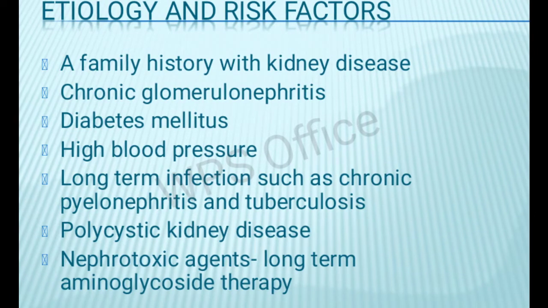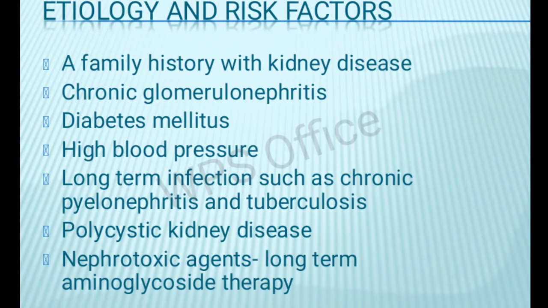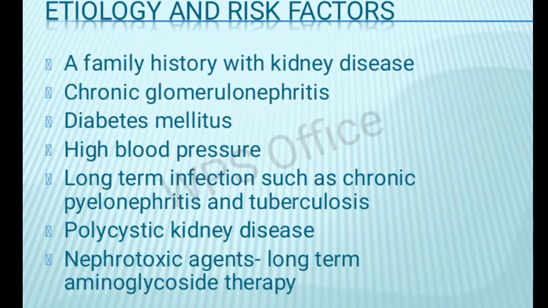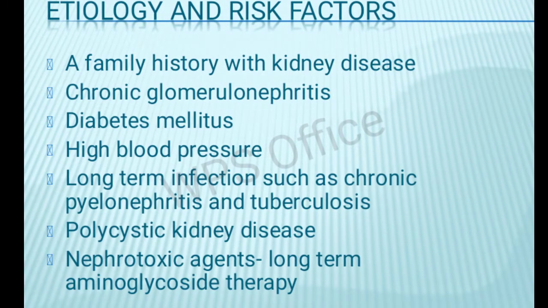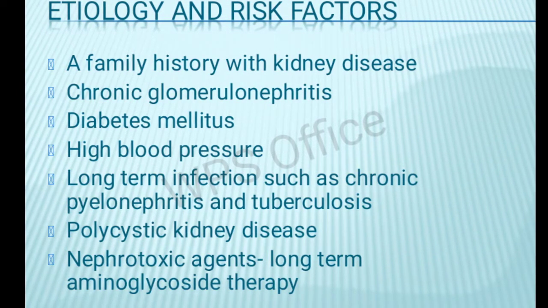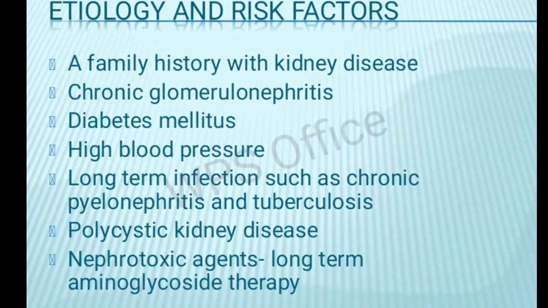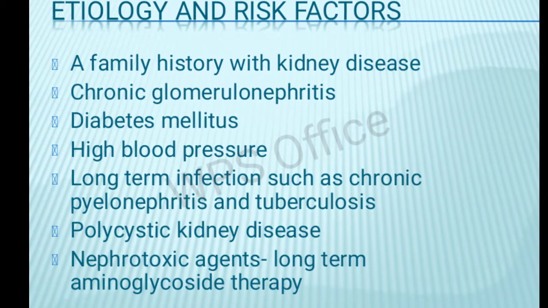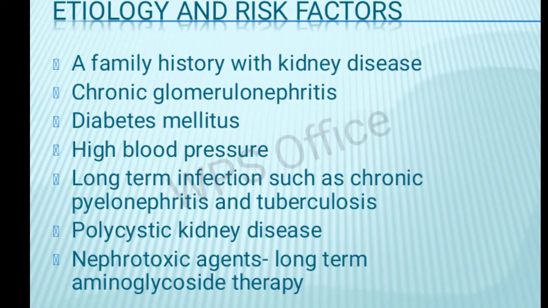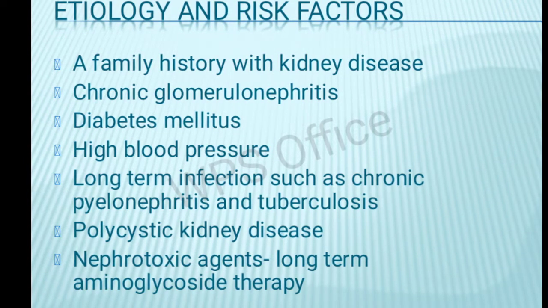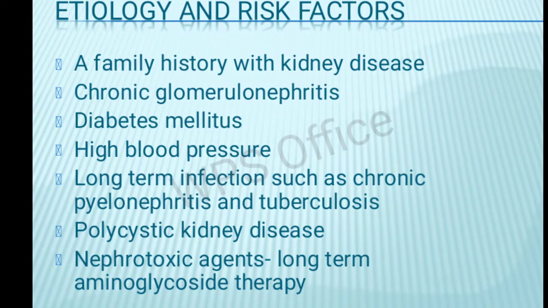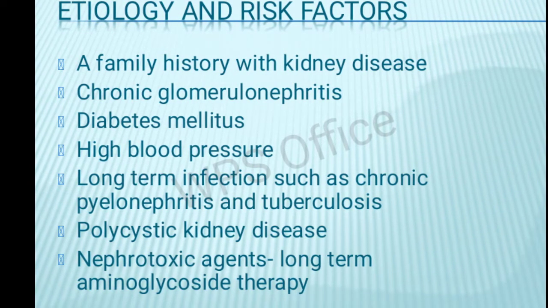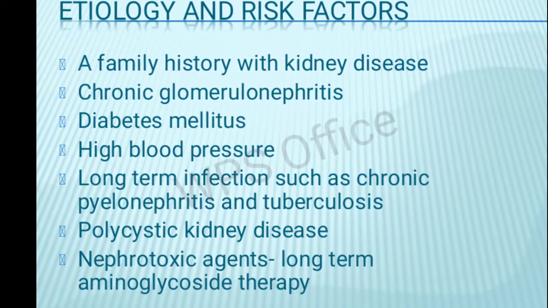Then nephrotoxic agents, like long-term use of aminoglycoside therapy. Aminoglycosides, I've already told you, are a type of antibiotic. Their main side effects are ototoxic and nephrotoxic effects. Ototoxic means it will affect the ear. Nephrotoxic means it will affect the kidney. So if the person has long-term use of aminoglycosides, then he or she will have a nephrotoxic effect, so automatically he will develop renal failure.